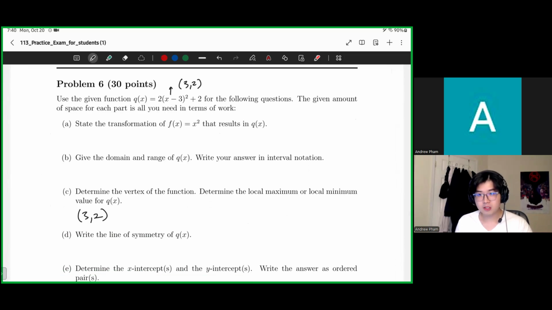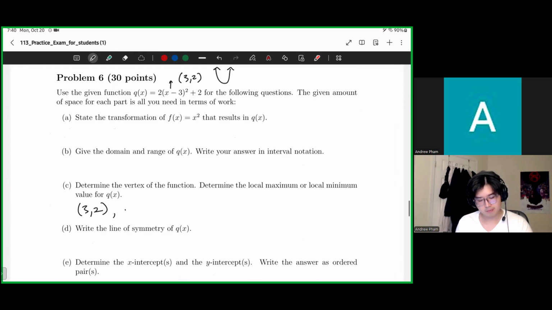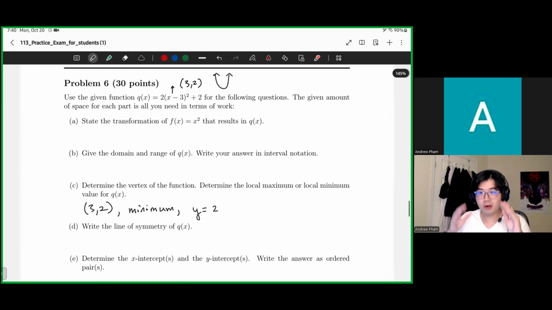And it's also a positive quadratic, so it has an upward U shape. So the vertex here is a minimum, which is given by the y value of the vertex. So the y value is 2. Already you can see how powerful the vertex form is. I was able to answer an entire question simply by looking at the function I'm given. Very useful.